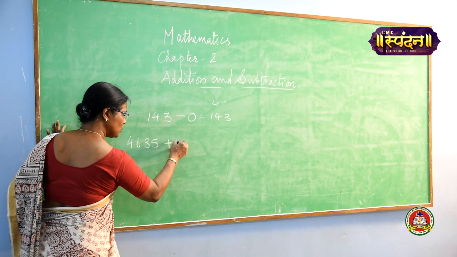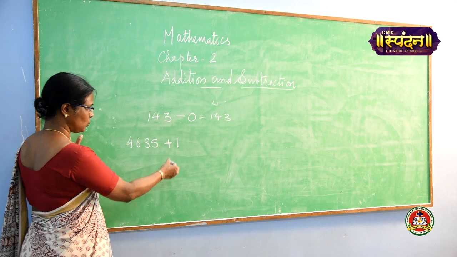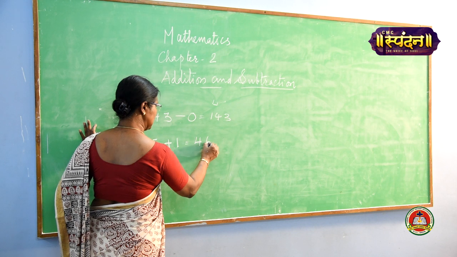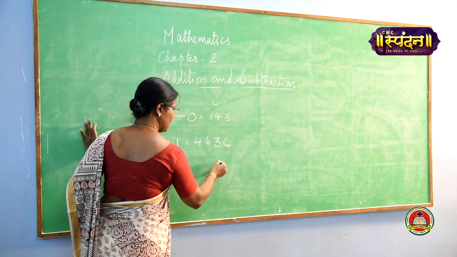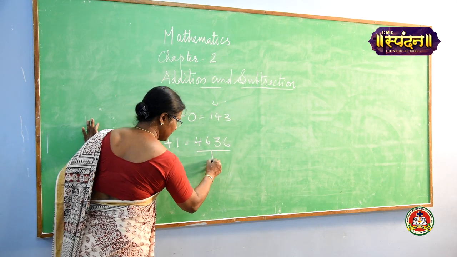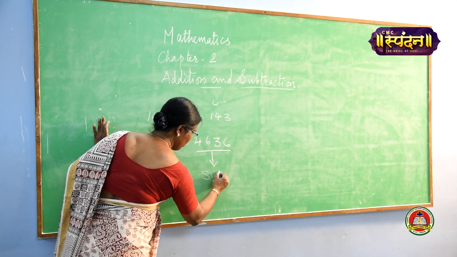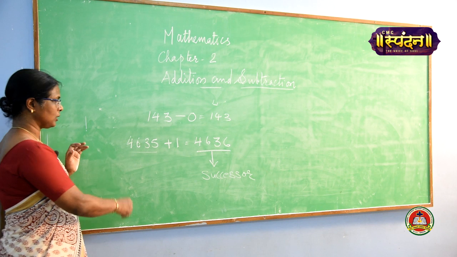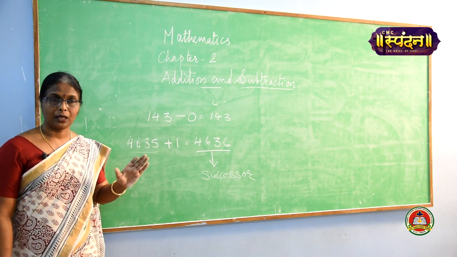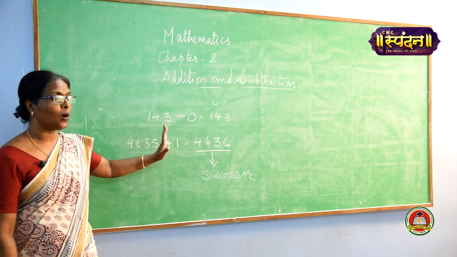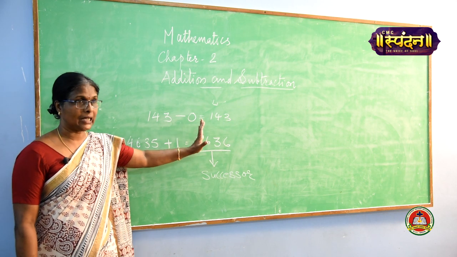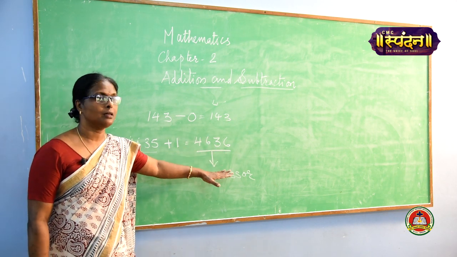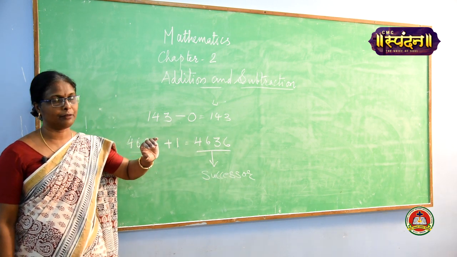4635 plus 1, I am doing. This 1 is added to the ones place, so you get 4636. This 4636 is called the successor of 4635. That means if you add 1 to any number, you get the next number, and that number is also called the successor of the given number.